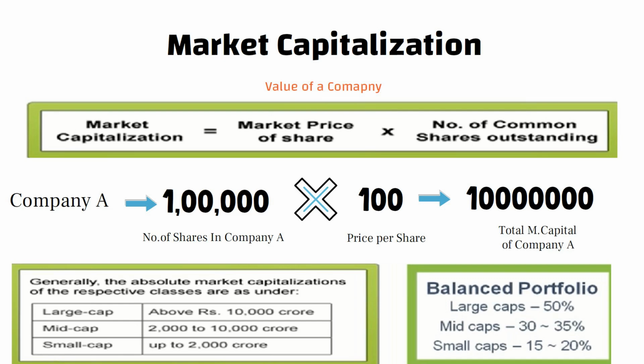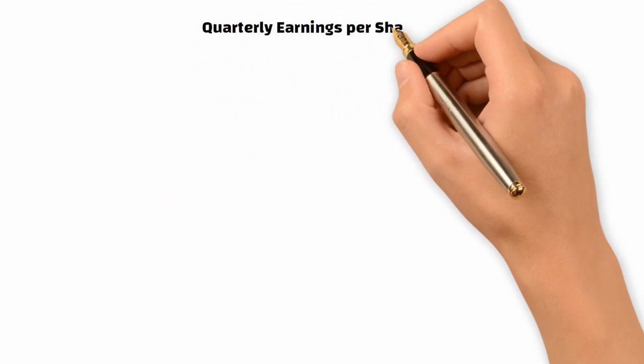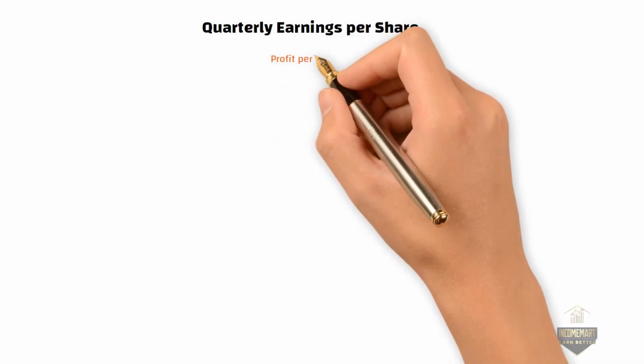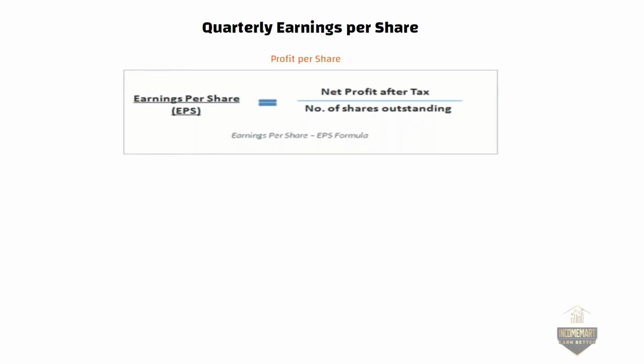The next important topic is quarterly earnings per share. The concept of earnings per share is very simple. The reason behind starting any business is to make a good profit. Everything in a company, including sales, employment, operations, and the adoption of new technologies, finally works for making a healthy profit. The formula for calculating the earnings per share is profit after tax divided by number of shares.